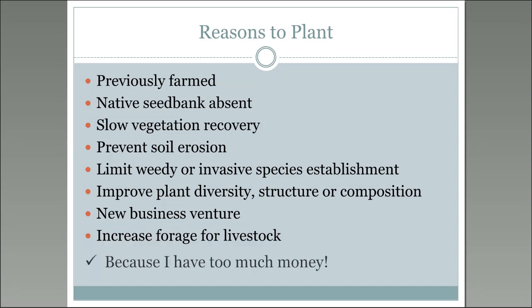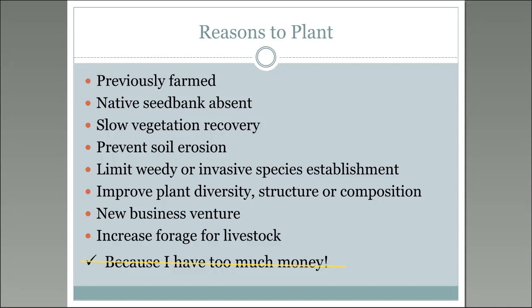Another thing that you could say is because I have too much money, and I put that in there tongue in cheek, when really that's not an ideal situation. But sometimes people start to plant and maybe they don't necessarily need to be planting. So we always want to evaluate individual situations and decide ahead of time if it's really worth spending the money on planting, because you're about to see that it's quite an investment to restore land through the planting process.